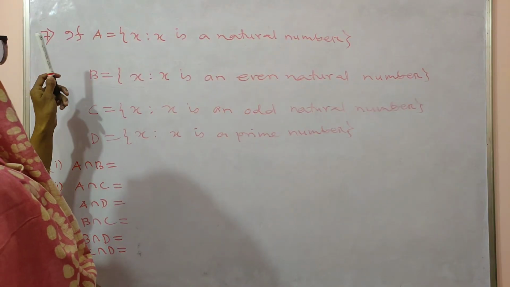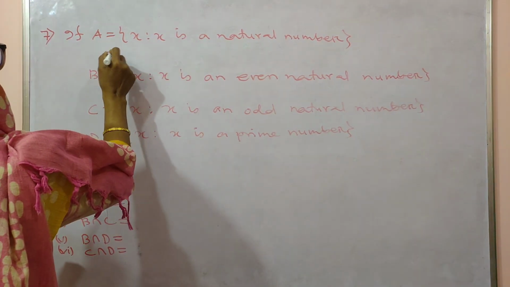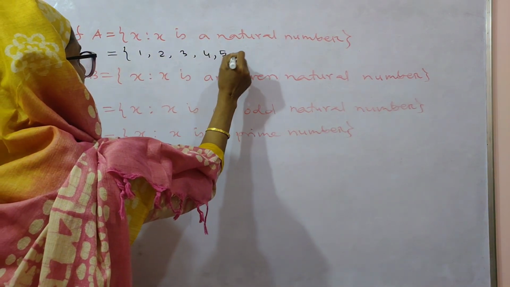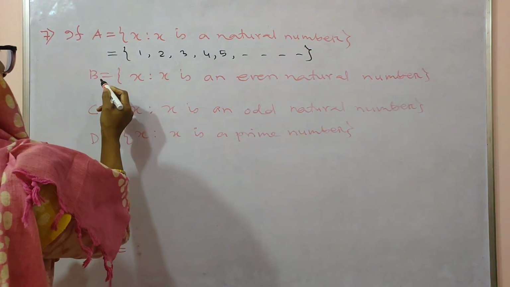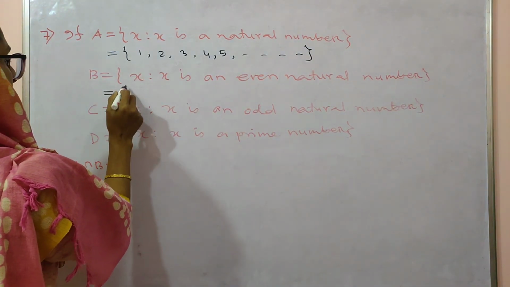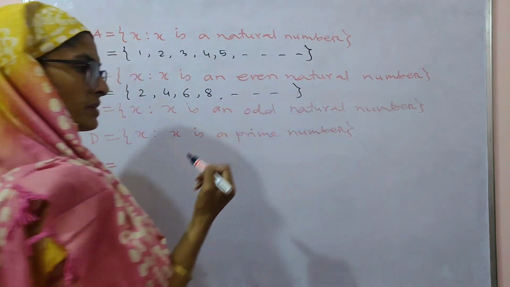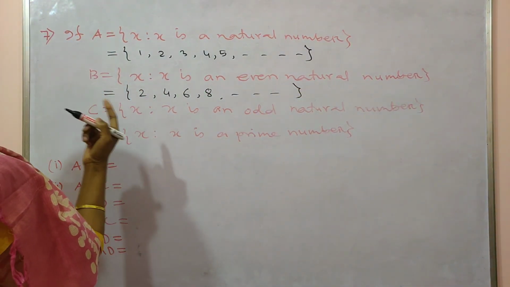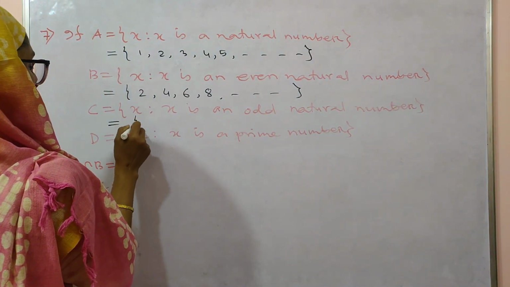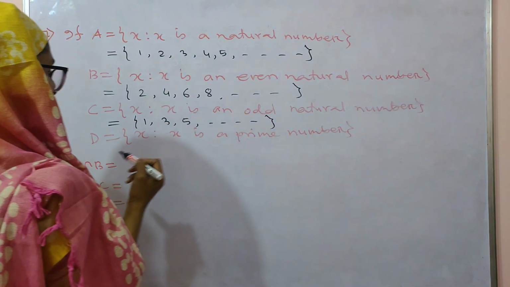Next question number 7. If A is the set of x such that x is a natural number, that means elements are 1, 2, 3, 4 up to infinity. The set B, x such that x is an even natural number: 2, 4, 6, 8 up to infinity. Set C, x such that x is an odd natural number, that means 1, 3, 5 up to infinity.